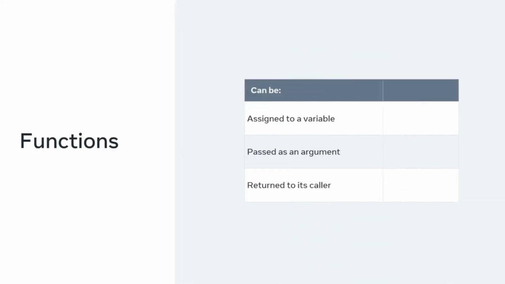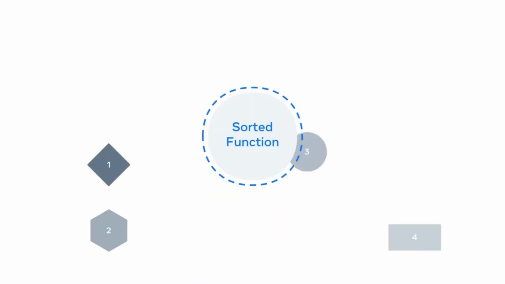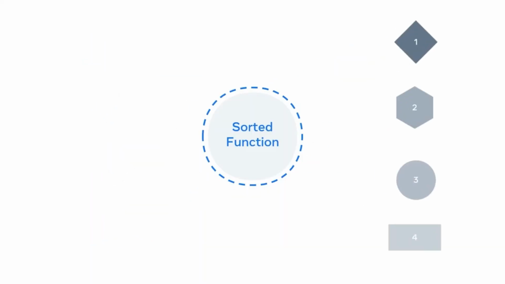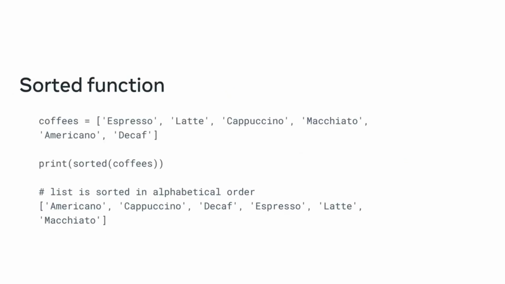They can be assigned to a variable, passed as an argument, or returned to its caller. Let's explore a few examples of functions available in Python. Take, for instance, the sorted function. The sorted function accepts a list of items and then returns that list in a sorted order. You can use a sorted function to list items in alphabetical order. By passing a list of coffees to the sorted function, the return sorts the list in alphabetical order.